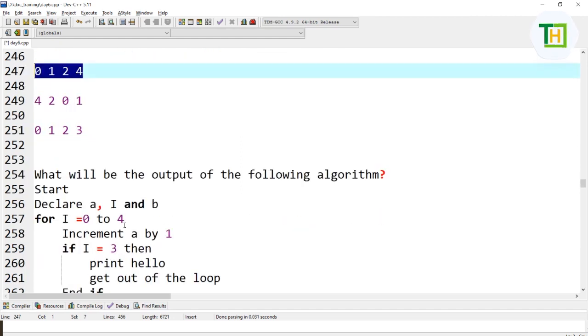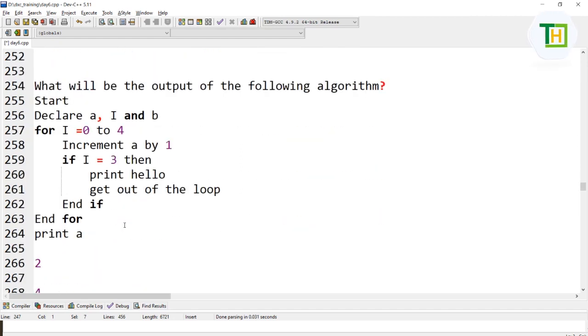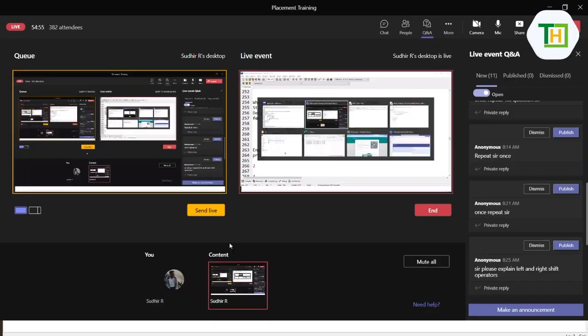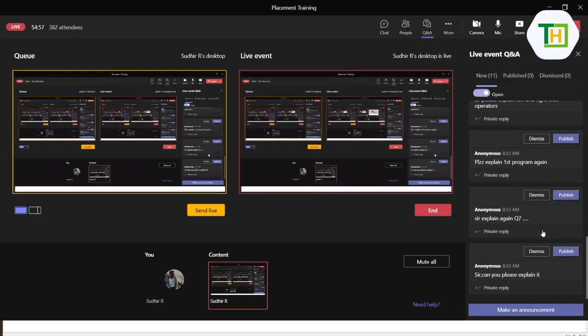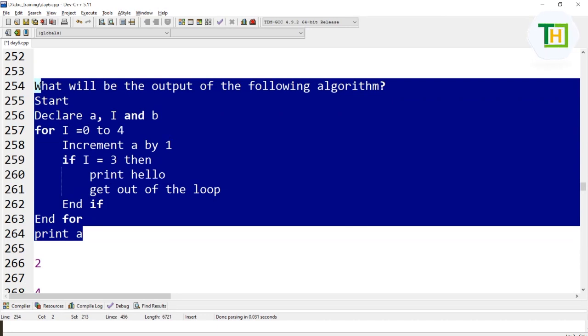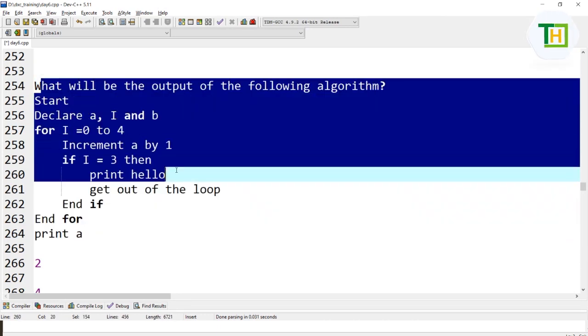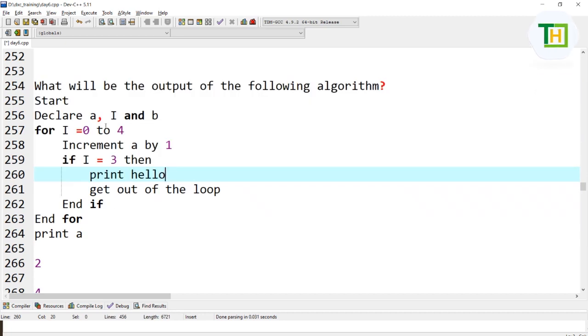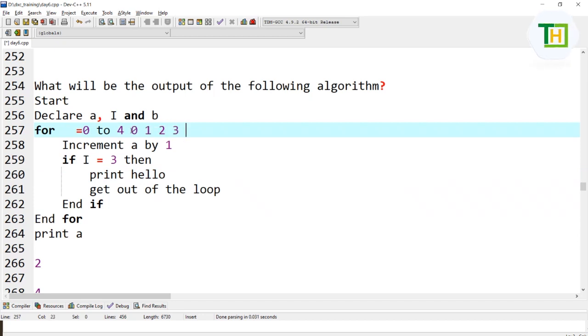Okay, moving to the next one. I is repeated for 0, 1, 2, 3, 4. It is going to be repeated for 5 times.